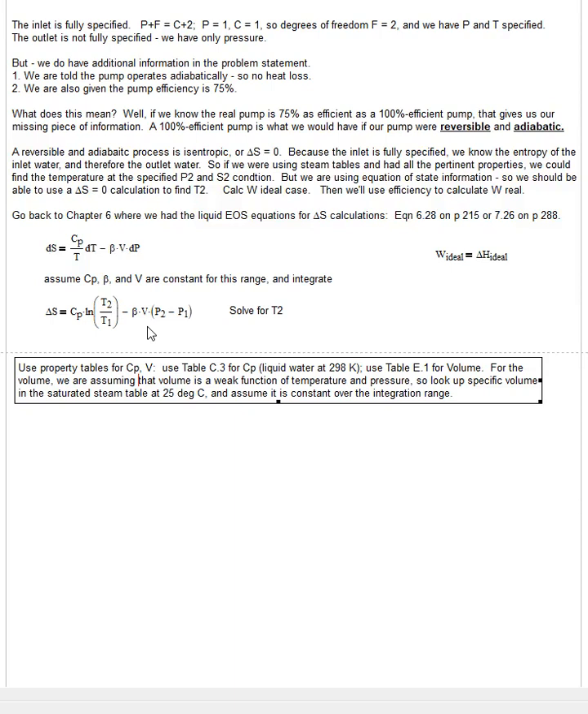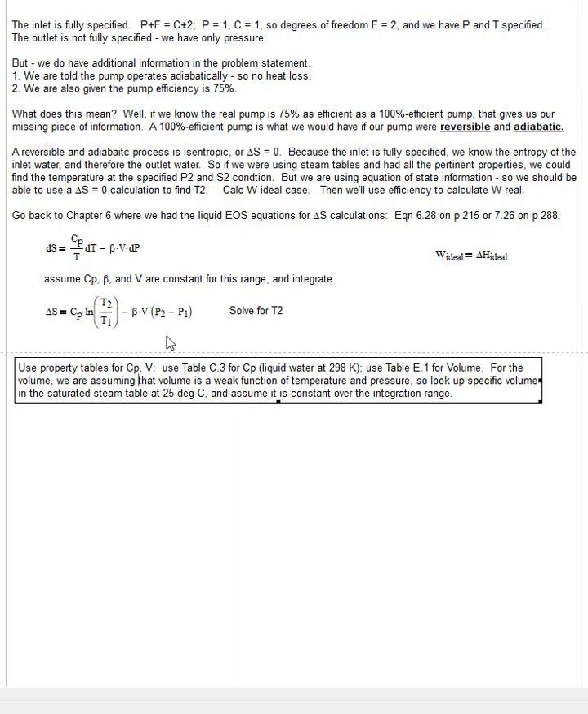So we're going to assume, using good engineering judgment, that the volume is constant. Now, if you remember, I think it was back in either chapter 5 or 6, we had some problems where we also used an average volume. And we could do that here too. We could calculate the specific volume at the inlet, and we could also calculate the specific volume at the outlet, and then use an average.